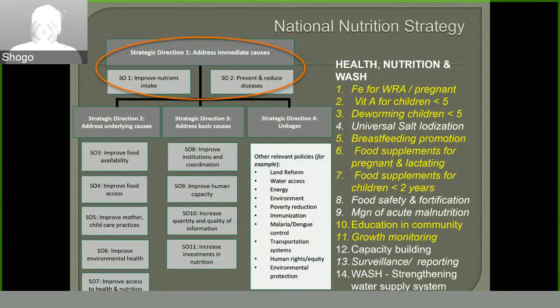And in the same year, the national nutrition strategy was developed. And please look at the top, strategic direction 1, which is mainly related to health. I pulled out the 14 interventions listed in this strategic direction 1 on the right side, and the yellow ones are the ones with mostly direct service provision, which can occur through existing delivery platforms of RMNCH, such as the EPI, outreach services, and PNC, and so on.